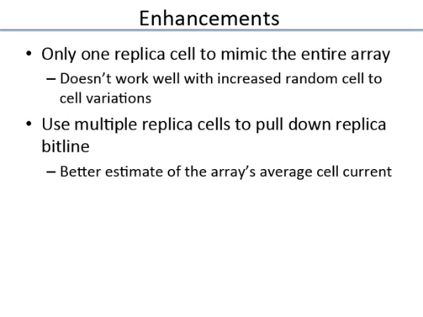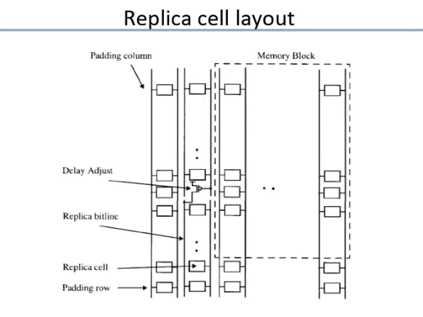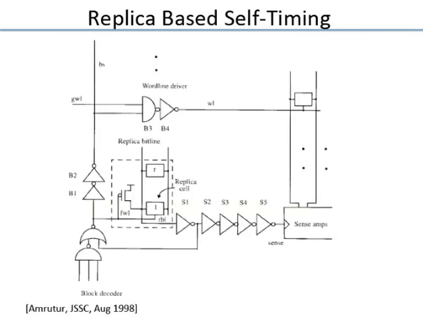So yes, you can have a column dedicated, or maybe you can even have a row done. Depending on the architecture, yes. Any other questions? Sir, will you explain the purpose of replica cell? So the question is, explain the purpose of the replica cell.